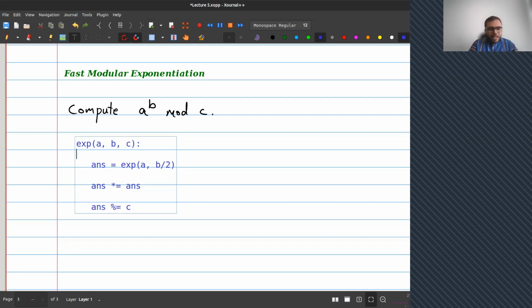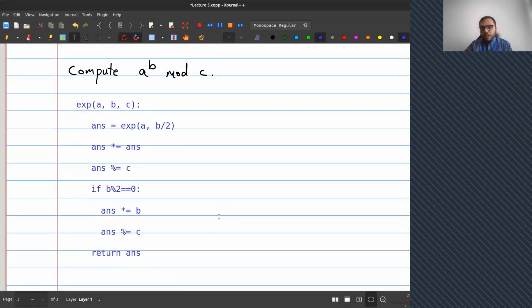Now, I have to also be careful. This works if B is even, but if B is odd, I have to do one more step. I have to say if B is odd, then multiply it also by A one more time. And again, take it modulo C. I'm pretty sure you've seen this in your basic algorithms courses. So super easy. If B is odd, then I have to multiply by A again.